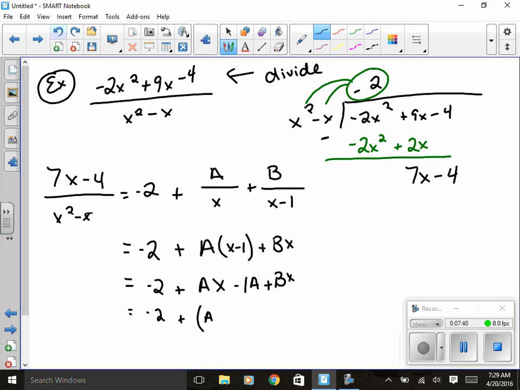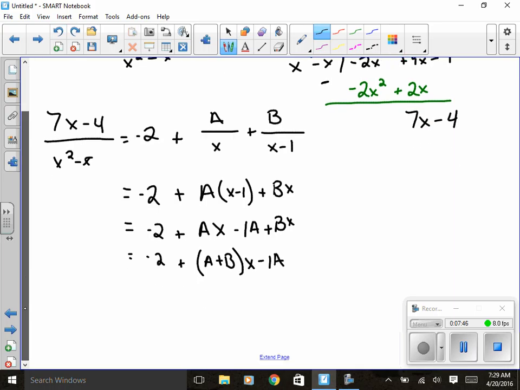And because you've seen this, we're going to factor out the a plus b. So now I'm going to go ahead and set up my matrix. So we know that the a plus b has to equal the number in front of the x, which in this case happens to be 7. So the second one is just a negative 1a. I don't have a b, which is fine, and that equals negative 4.